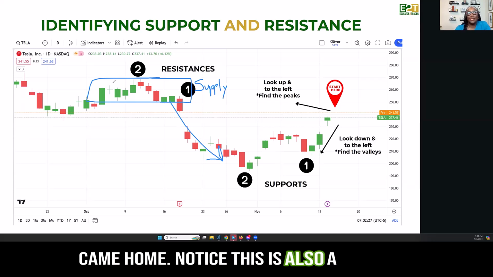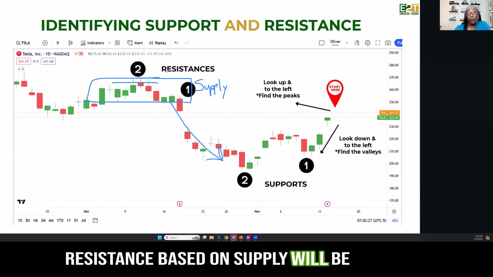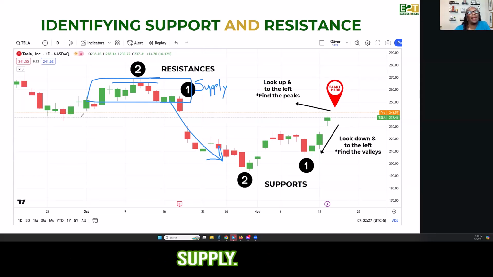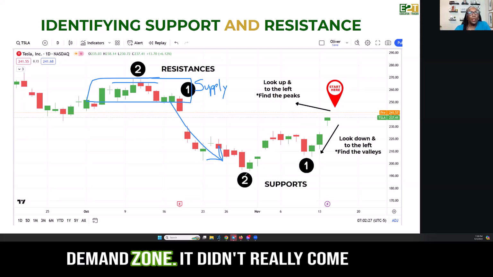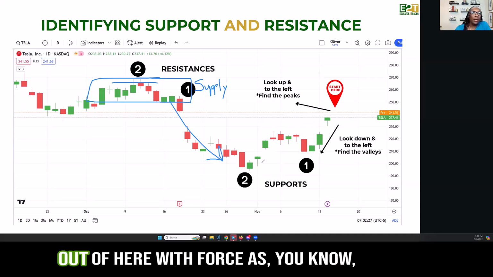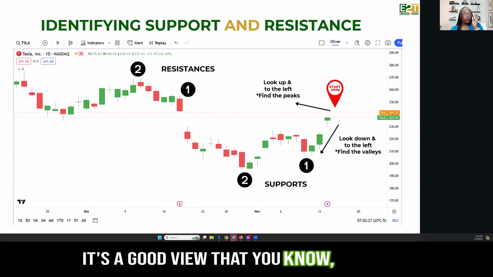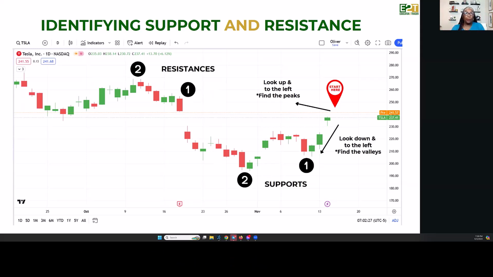Notice this is also a resistance area. So a supply can be resistance. Basically, a supply will be resistance, but a resistance isn't necessarily supply. I don't know if I would call this a demand zone. It didn't really come out of here with force as it was supposed to, so I probably wouldn't call it that. But I think it's a good view that support, resistance, supply, and demand are very similar, but they're not the same thing.